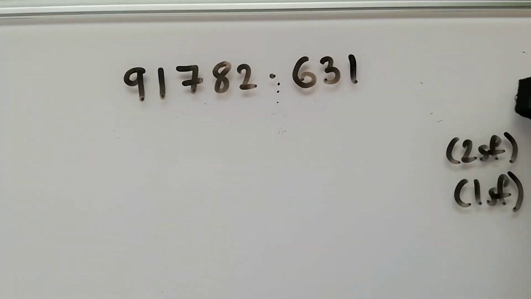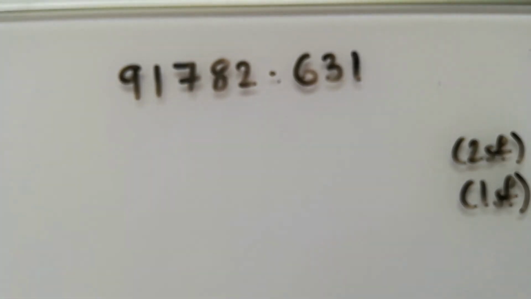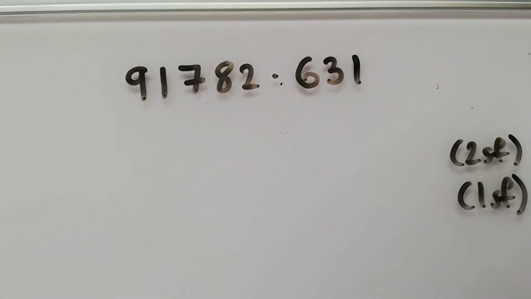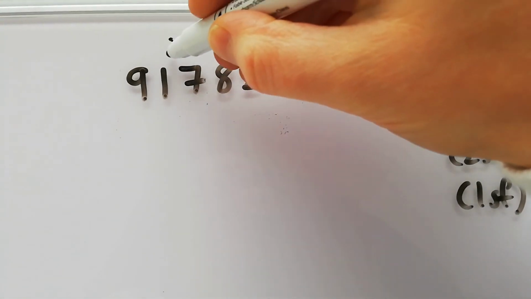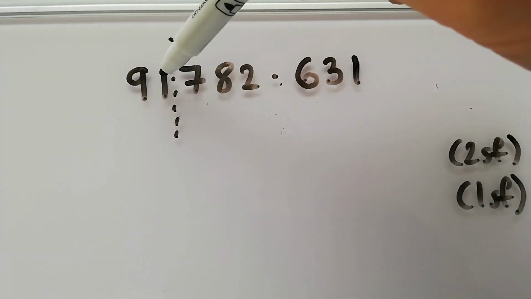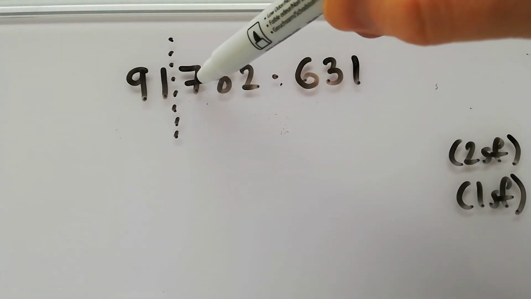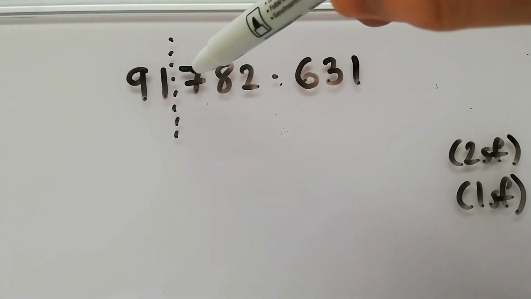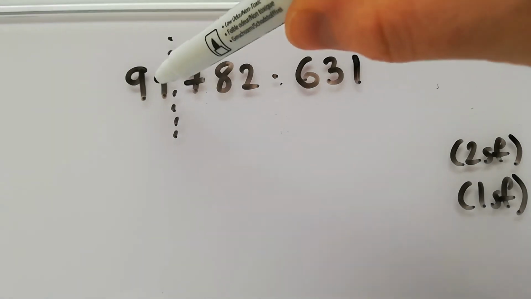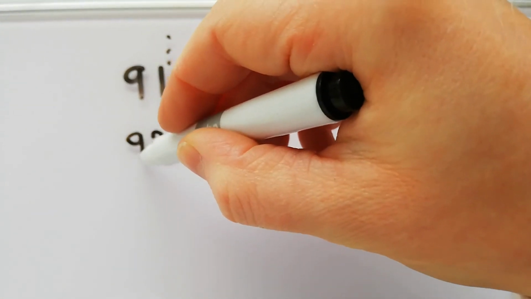If we look at the next one, it said we wanted it to 2 significant figures. So if I was going to round that to 2 significant figures, I'd make a cut there. That's my first significant figure, that's my second significant figure. To the right of the dotted line, I've got 7, which is bigger than 5, which means the 1 gets kicked up to a 2. The 9 stays as a 9.